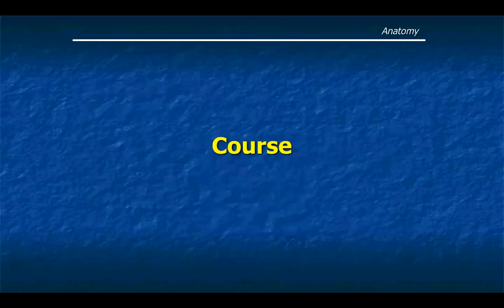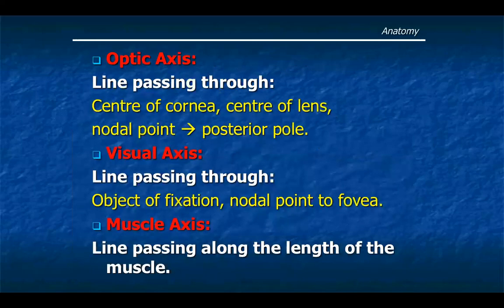Course. We have to know certain definitions at first. The optic axis is the line passing through the center of the cornea, center of the lens, and nodal point to reach the posterior pole, which is midway between the optic nerve and the fovea. The visual axis is the line passing through the object of fixation and the nodal point to reach the fovea. The muscle axis is the line passing along the length of the muscle.